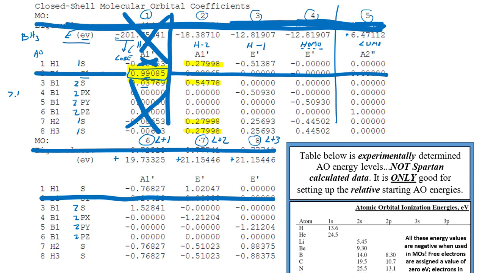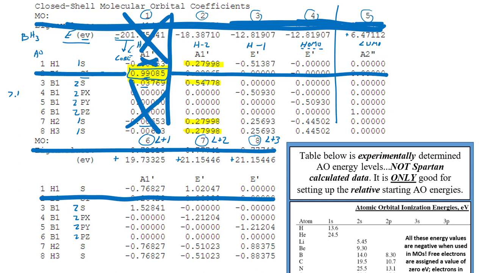And so later on when you're filling out your table, this can tell you for each of the hydrogens, obviously they're contributing the 1s orbital to the MO. And then for the boron, you have a variety of choices, but in this particular case, it looks like you have mostly 2s.